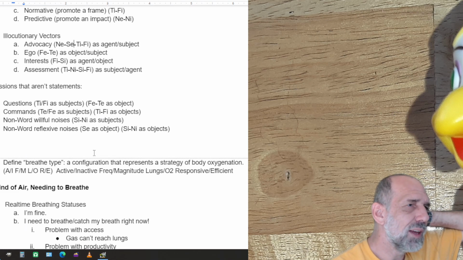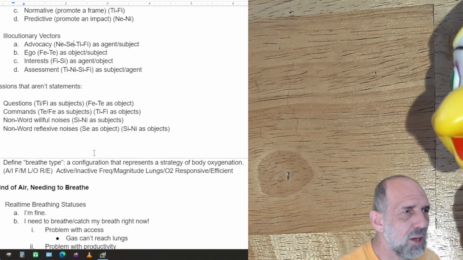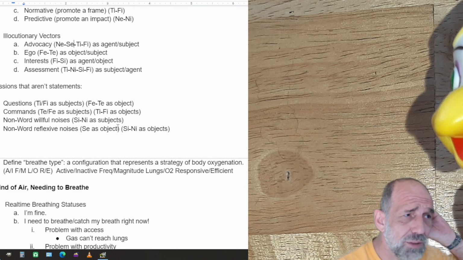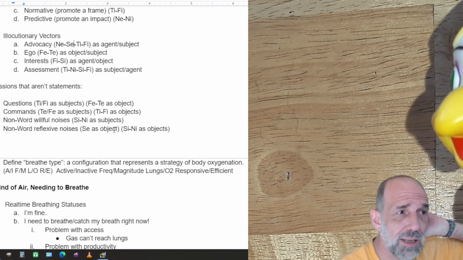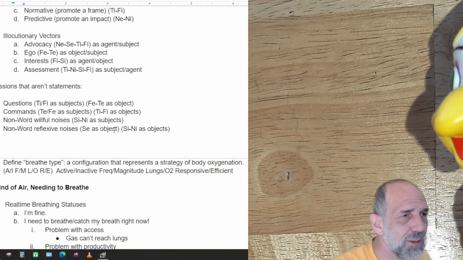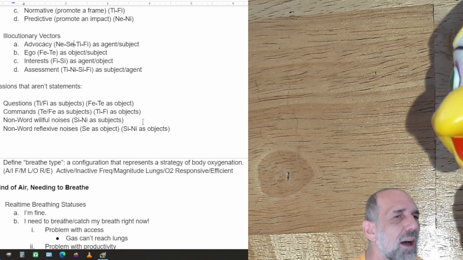Non-word willful noises, things like... I guess you'd say, SiNi is subjects. You're conveying my knowledge of something is either delighting or disgusting me. I'm knowing this thing. I'm knowing that it's delightful or disgusting. The non-word reflexive noises, Se is object. So let's say someone's hurtling towards me, but they're not looking, and I go, ah! Well, I'm the object of that person's Se, and it's causing me to vocalize. SiNi is objects. So if I'm sliding to the bathroom going, ah, that's a Si non-word reflexive noise. If I go, ah, I just realized something, that's an Ni non-word reflexive noise.